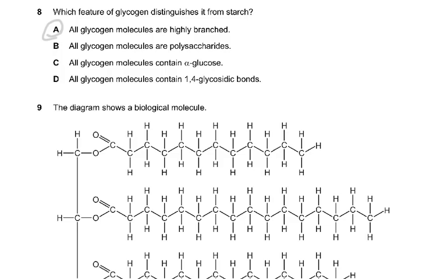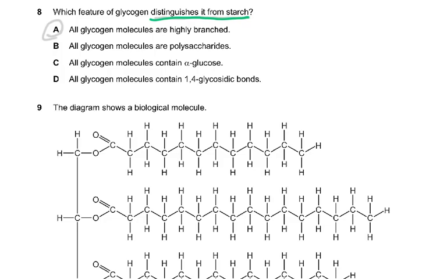We're saying which feature of glycogen distinguishes it from starch. I mostly say, this checks your English rather than biology. All glycogen molecules contain alpha glucose, but starch also contains alpha glucose. Only cellulose contains beta glucose. All glycogen molecules contain 1,4 bonds. Starch also contains 1,4 bonds. It says distinguishes it from starch.